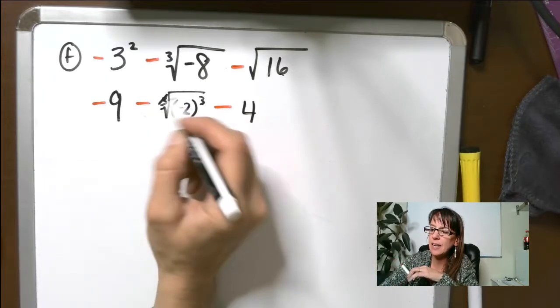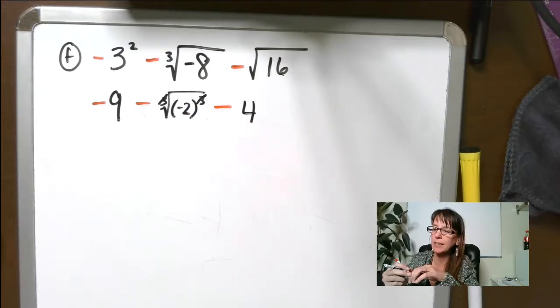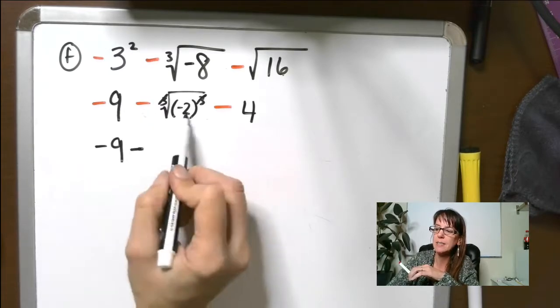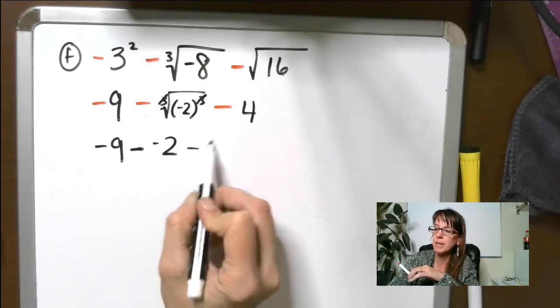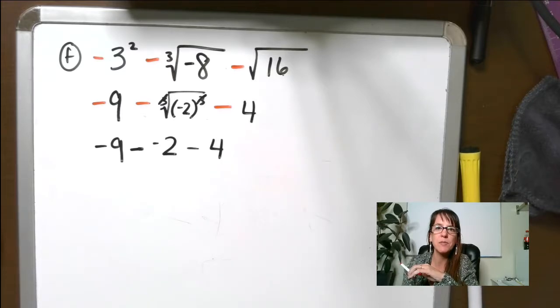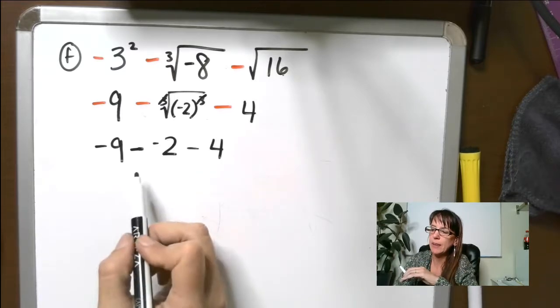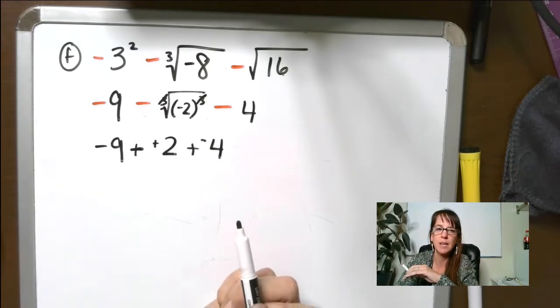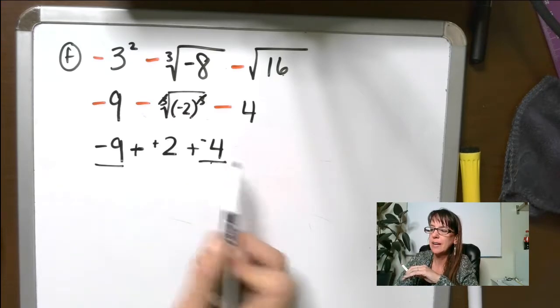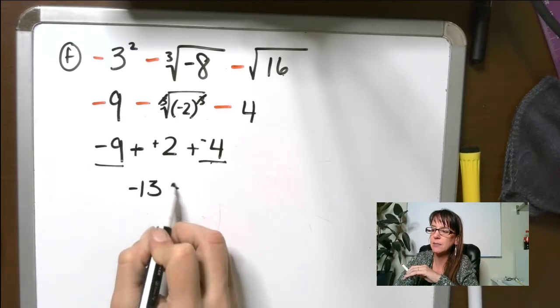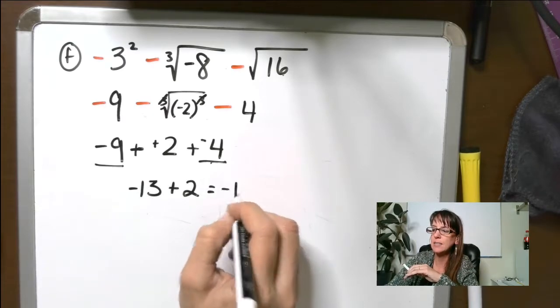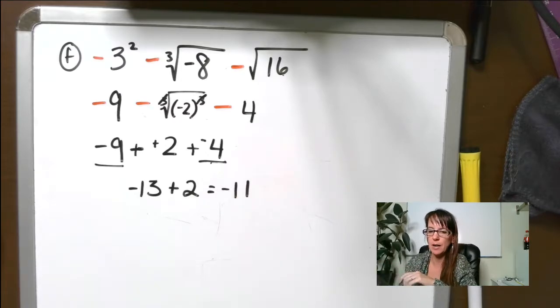We know that this guy goes away with that. So what we really have is -9 minus -2 minus 4. Now that we've done all our multiplication and division, we're going to add the opposite. Add the opposite, add the opposite, okay? -9, -4 gives us -13 plus 2. -13 plus 2 is going to give us -11. So that was for F.